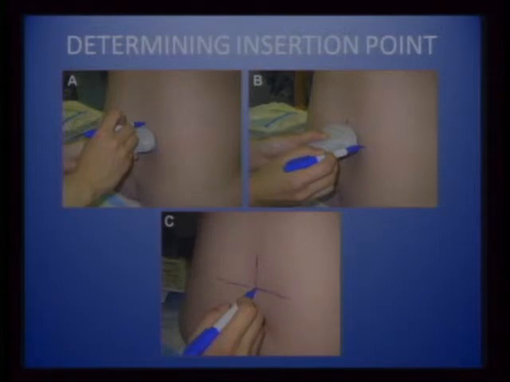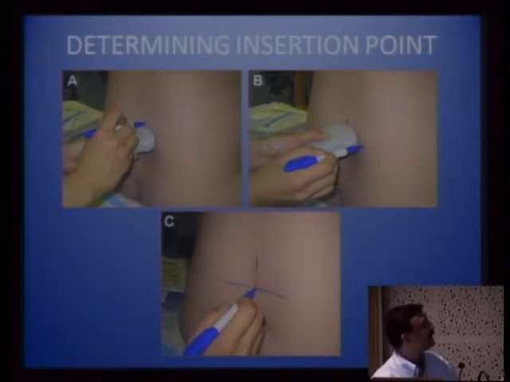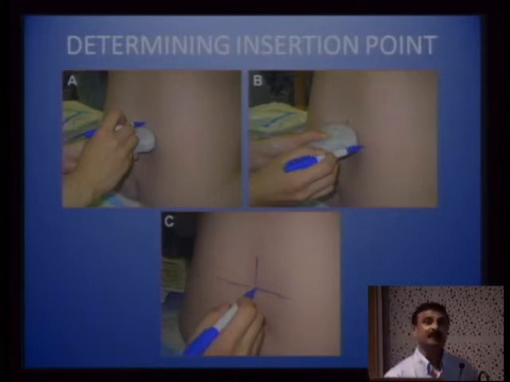So how do you determine the insertion point? You place this transducer exactly in the midline in the interspinous space. You put one mark on top in the center. You put one mark at the side of the transducer, at the center of the transducer, one more on the other side. You connect these two lines and that is exactly where you need to put in your needle.